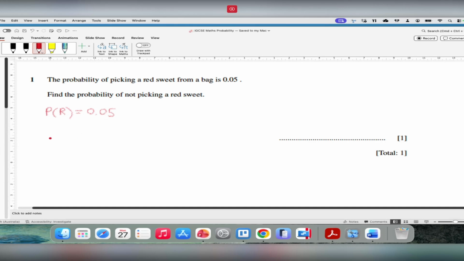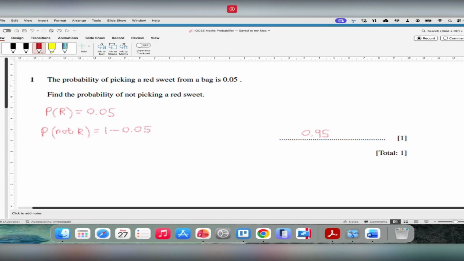Okay, so the probability of not picking a red sweet, I'm going to write P brackets not red, is equal to 1 minus 0.05. And what is 1 minus 0.05? That is equal to 0.95. Okay, so the probability of not picking a red sweet is equal to 0.95. You can write it as a percentage most of the time as well, so that will be 95%. So that means there's a 95% chance that the sweet you pick will not be red.